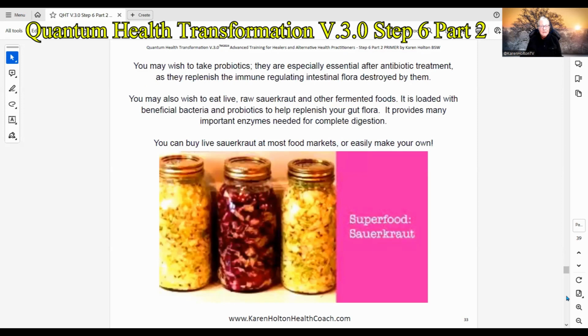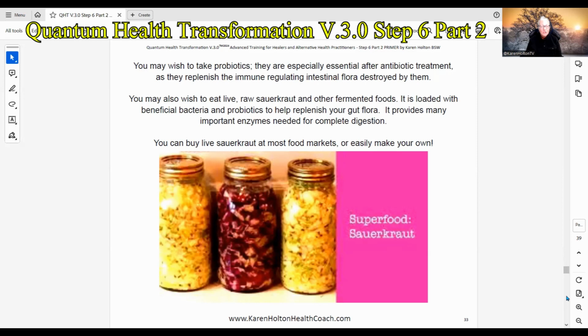You may wish to take probiotics. They are especially essential after antibiotic treatment, as they replenish the immune-regulating intestinal flora destroyed by them.